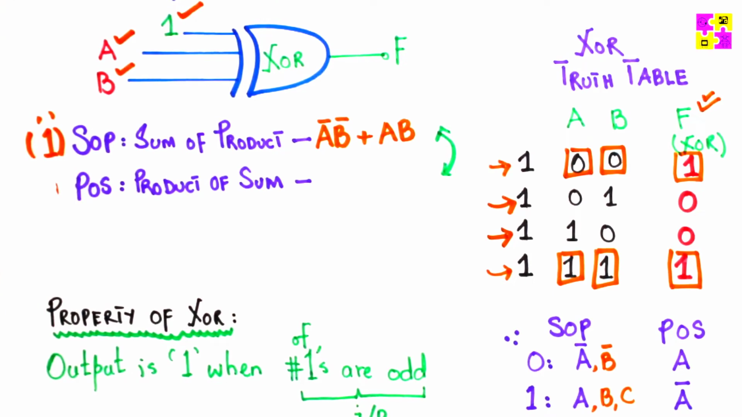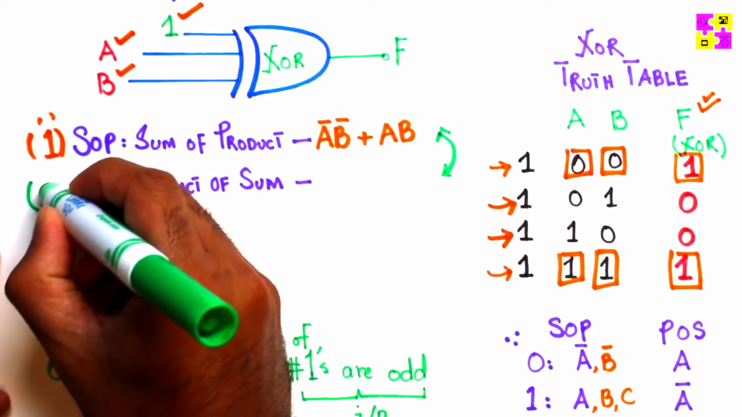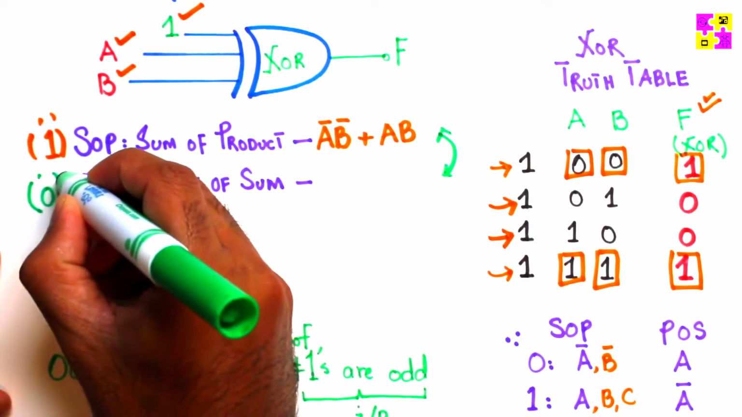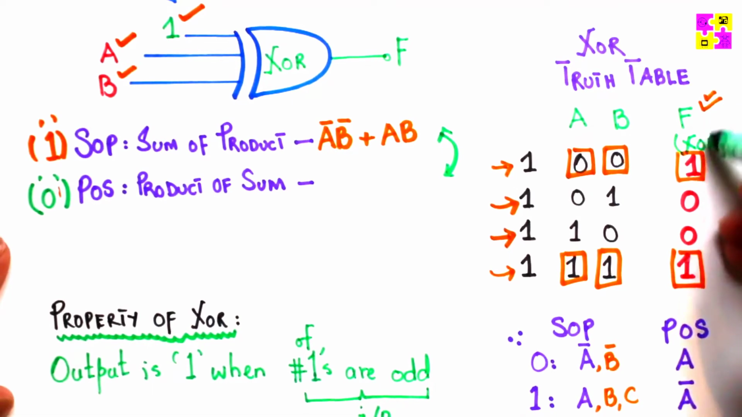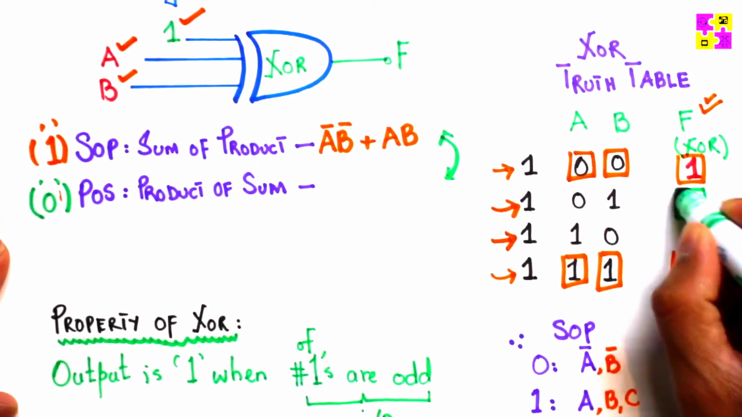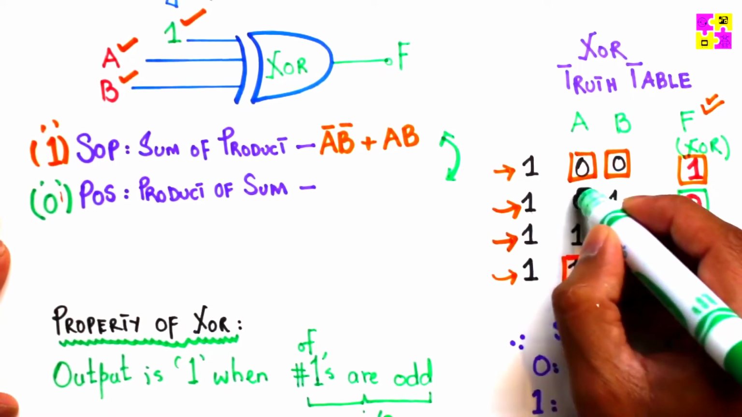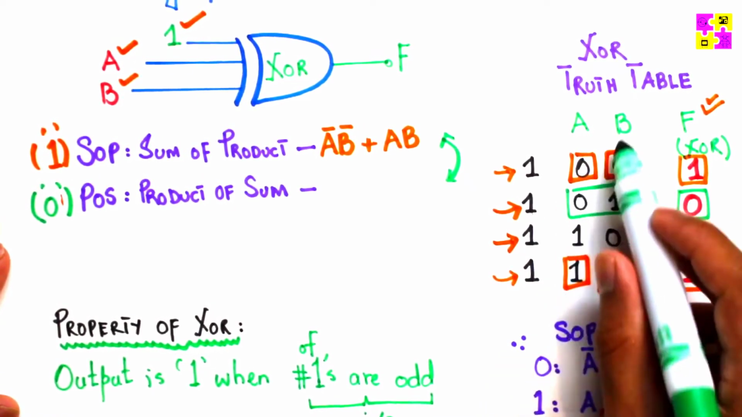If we employ POS, this will be a product of sums. So we look at 0s, which are also referred to as max terms. These are the max terms. If you look at the output function, you only look at 0, which is this and this, and you look for the values of A, B. Here A is 0, B is 1.